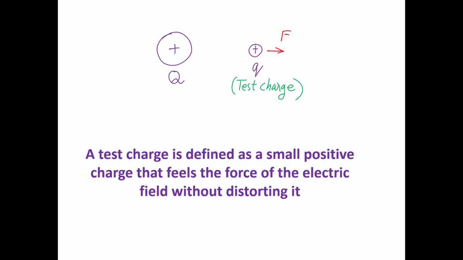What is the test charge? Let us define it once. Our course says that a test charge is a small positive charge that feels the force of the electric field without distorting it. It's like a receiver, like a mobile phone. Your mobile phone is a test material. Why? It doesn't disturb the Wi-Fi field, but it receives the signal. This is called a test charge.